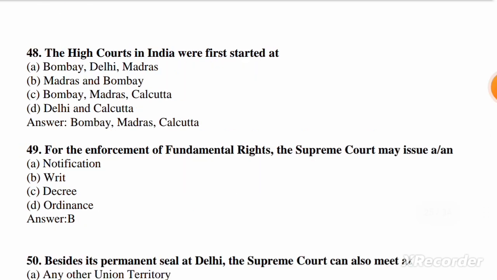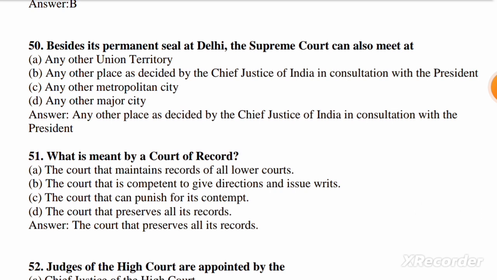48. The High Courts in India were first started at Bombay, Madras and Calcutta. 49. For the enforcement of fundamental rights, the Supreme Court may issue a or an, option B, writ. 50. Besides its permanent seat at Delhi, the Supreme Court can also meet at any other place as decided by the Chief Justice of India in consultation with the President.